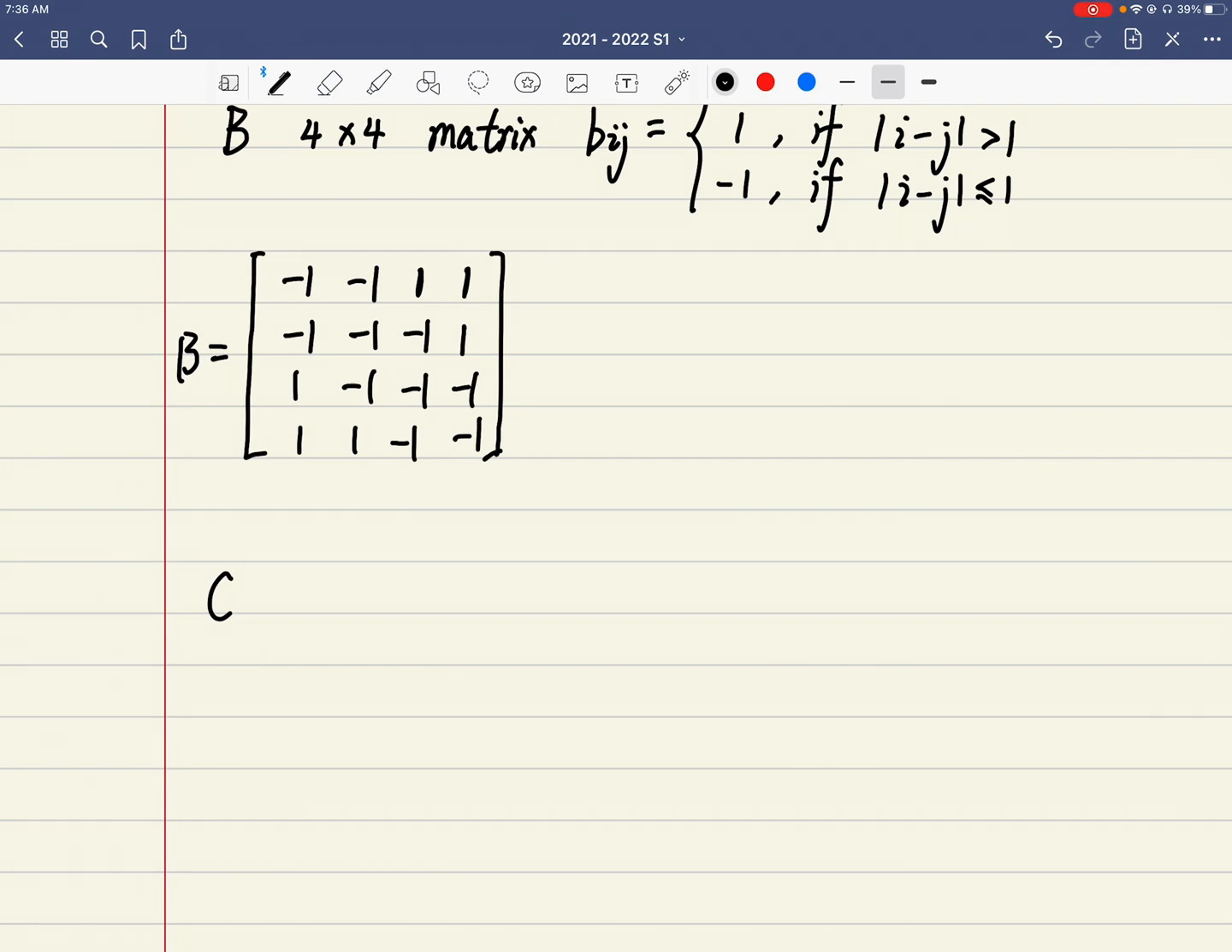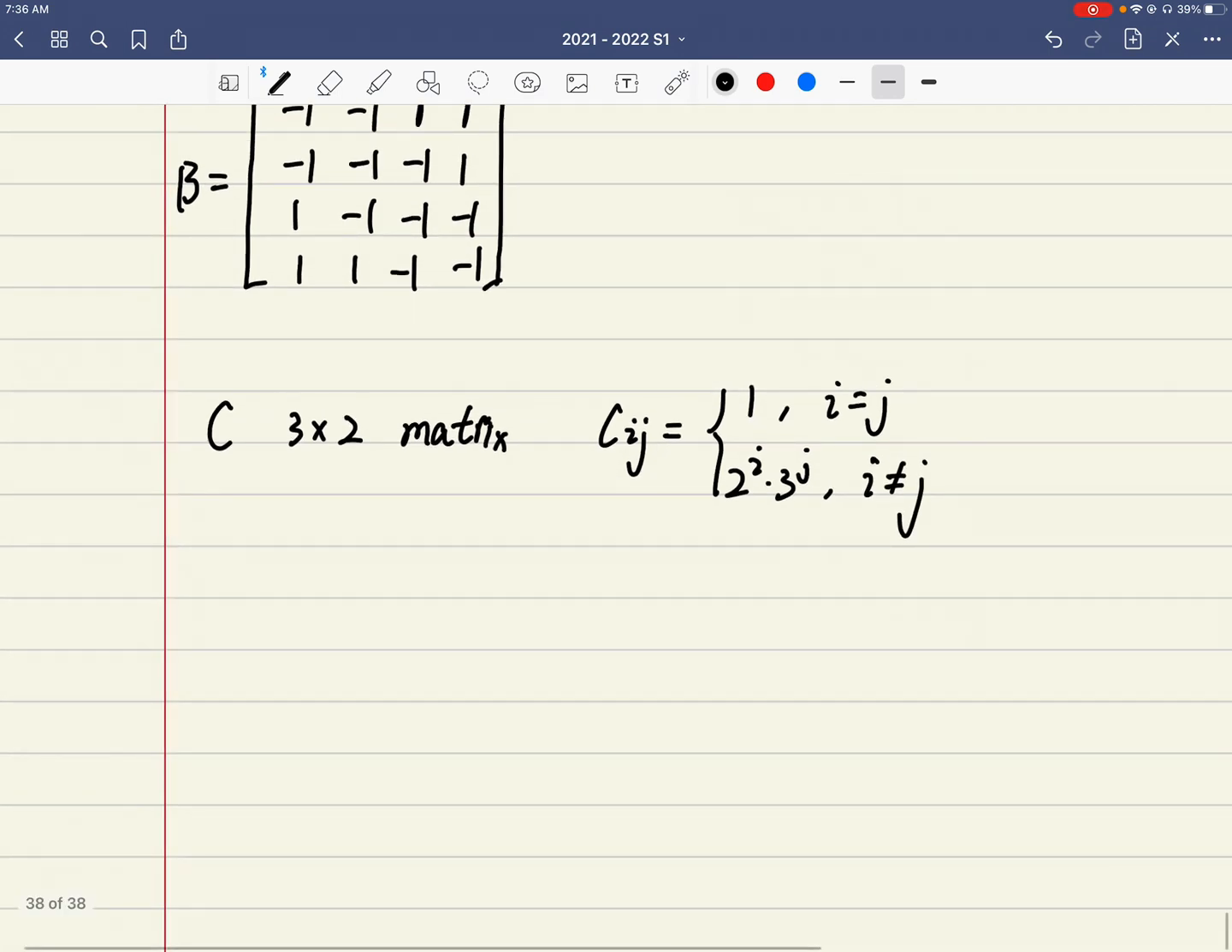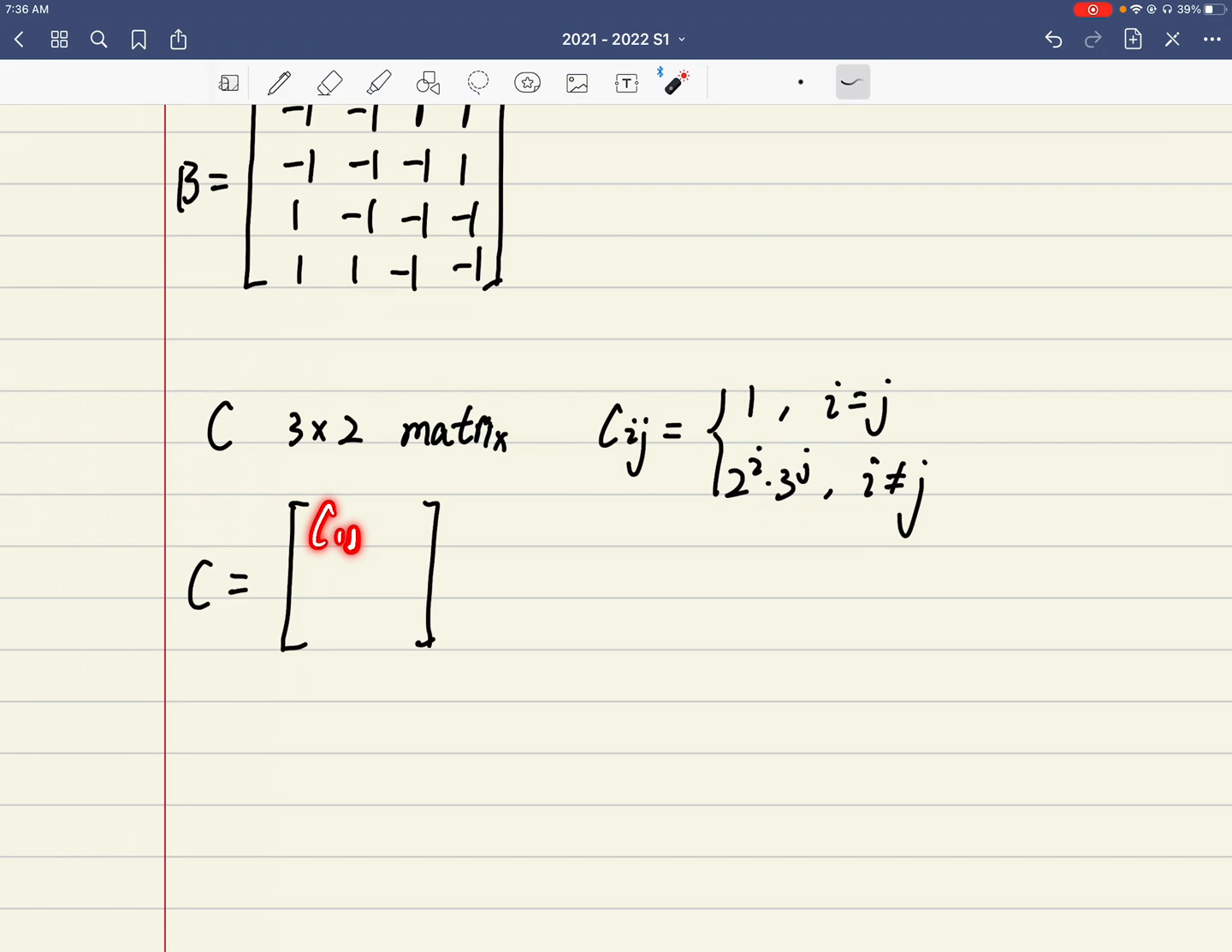All right. Last matrix. C is a 3 by 2 matrix. It has 3 rows, 2 columns. Okay, so Cij is 1 if i is equal to j. Okay, Cij is 2 to the power of i times 3 to the power of j if i is not equal to j. Okay, again, let's write down this matrix first. 3 rows, 2 columns. So first, C11, right, when i is equal to j, C11 is just 1.